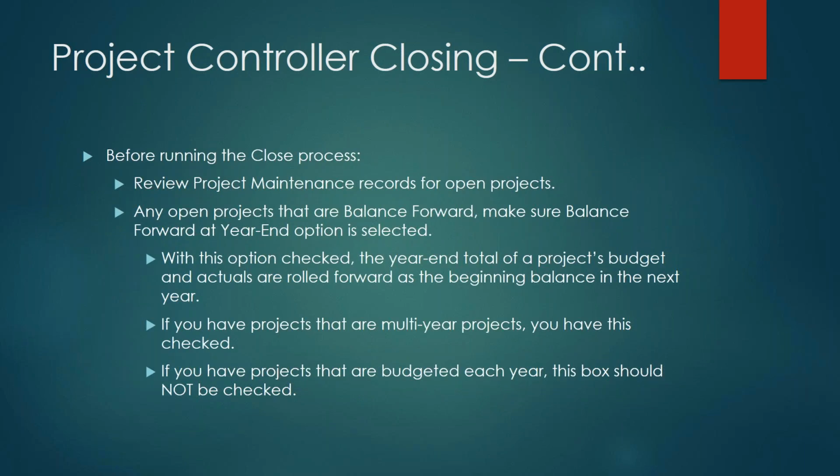Before you run the closing process, review your project maintenance records for open projects. Any projects that are balanced forward, make sure the balance forward at year end is also selected. So when you have this option checked, the year-end total of a project's budget and actuals are rolled forward as the beginning balance into the next year. Now, many of you, if you have multi-year projects, would have this box checked. But if you have projects that are budgeted each year, you would not have that box checked.